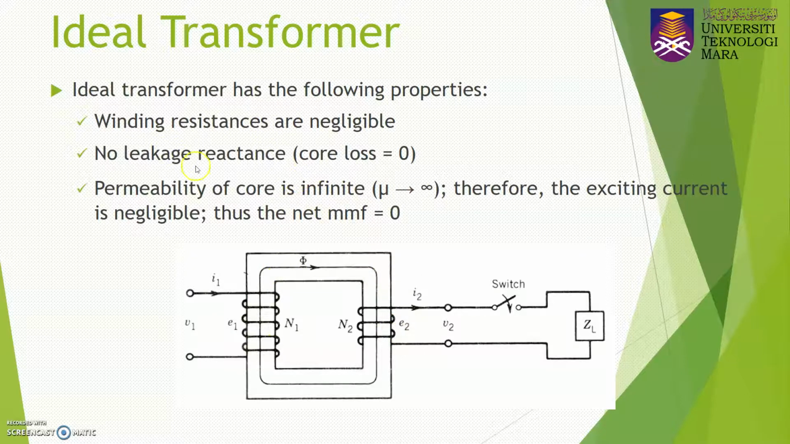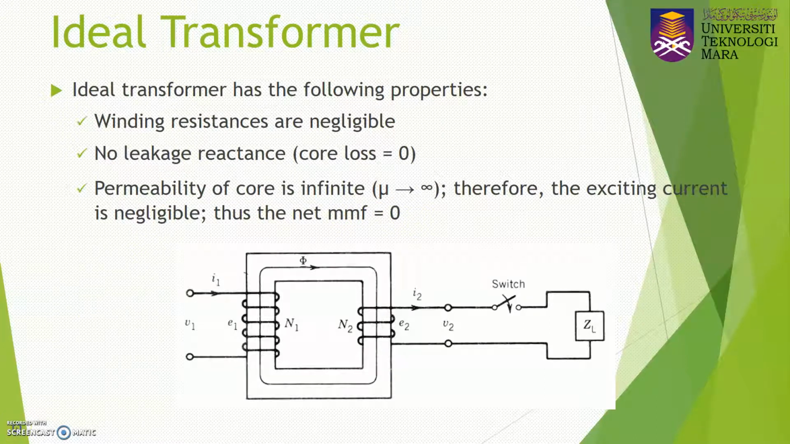And then we consider the core losses also negligible. Core loss is equal to 0. And then for the third property, the permeability of the core is infinite. Therefore, the exciting current is negligible, and the net MMF is equal to 0.